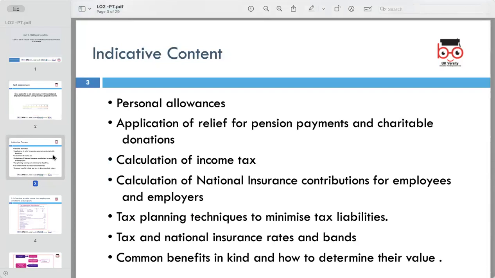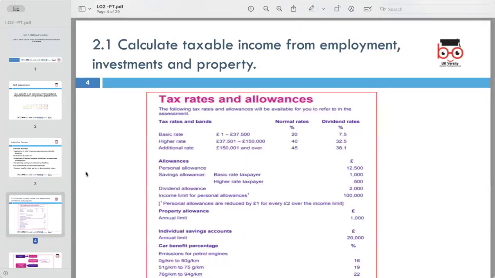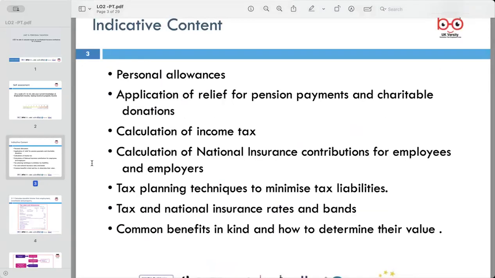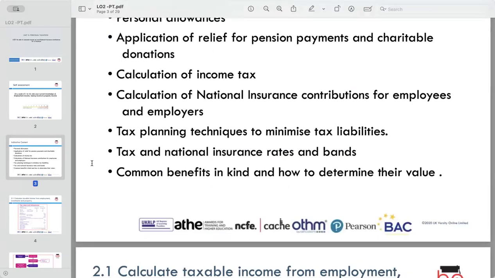Indicative contents: we will discuss personal allowances, application of relief for pension payments and charitable donations, calculation of income tax, calculation of national insurance contribution for employees and employers, tax planning techniques to minimize tax liabilities, tax and national insurance rates and bands, then common benefits in kind and how to determine their value.